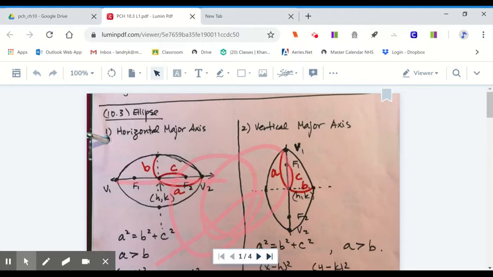Sorry about the pink marks. I was playing with my online tools, so I can't erase this, so we're just going to go with it. Okay, so let me make this a little bigger.